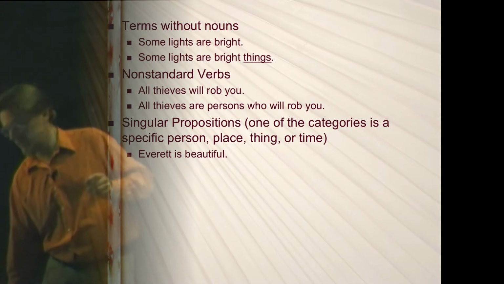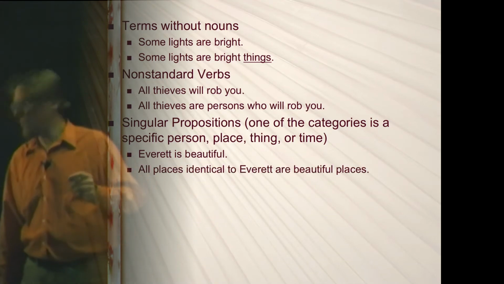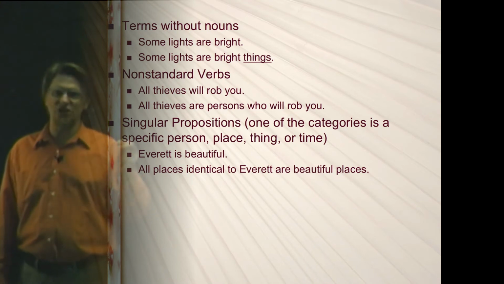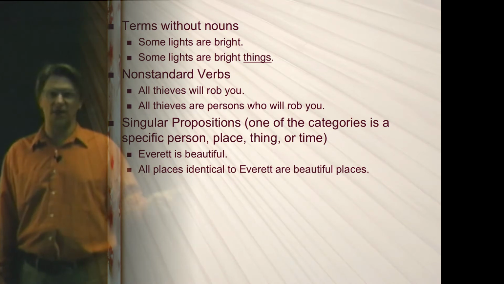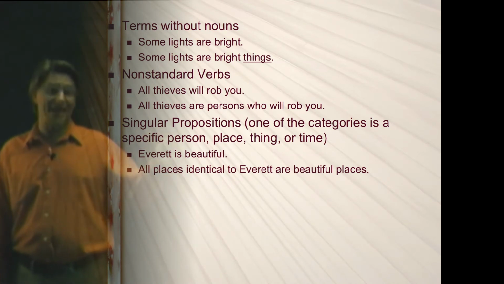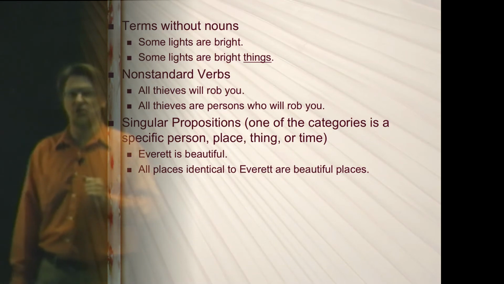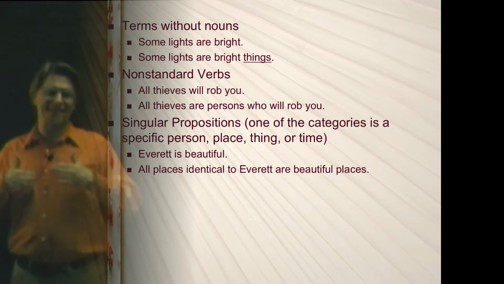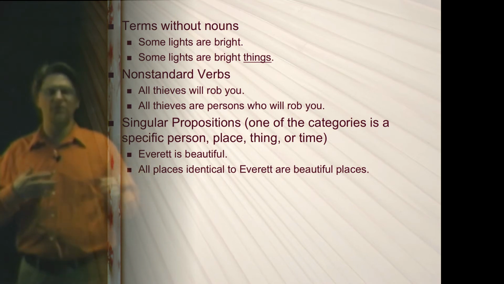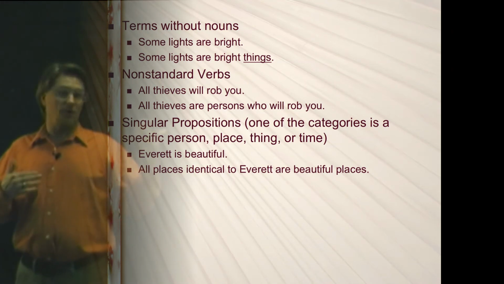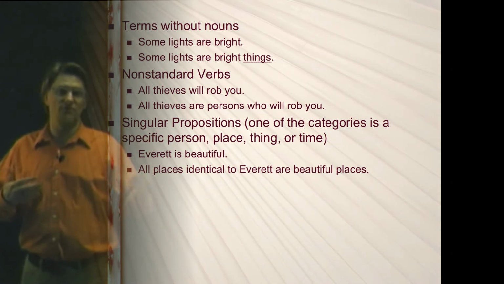So, in other words, here we would say all places identical to Everett are beautiful, but they're not just beautiful, right? They're beautiful places. So again, remember to put that noun in there in the predicate term. All right, so when your unique thing is a place, you will say all places identical to Everett are, whatever they are, beautiful places.